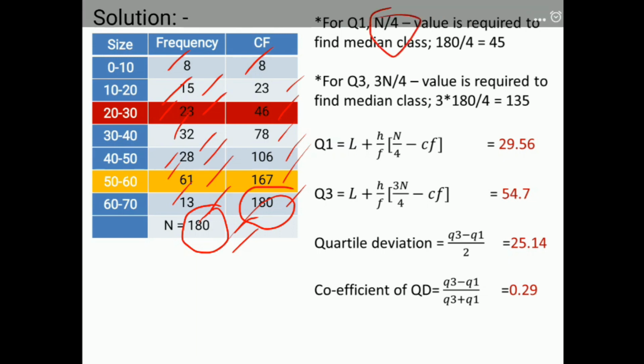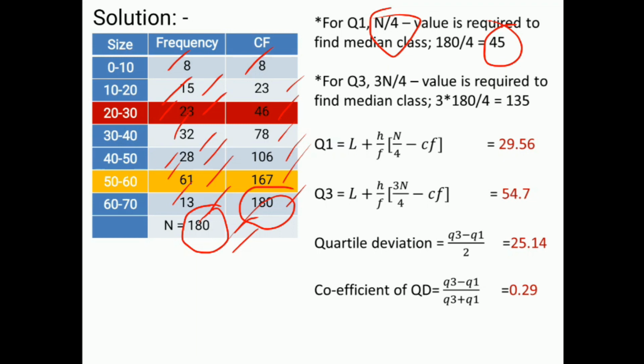Divide n by 4. N is 180, divided by 4, you will get 45. After getting this 45 value, check this value in the cumulative frequency. Any value which is nearest and greater than 45 will be the class representing the median class. Sorry, not median class, quartile class, quartile 1 class.